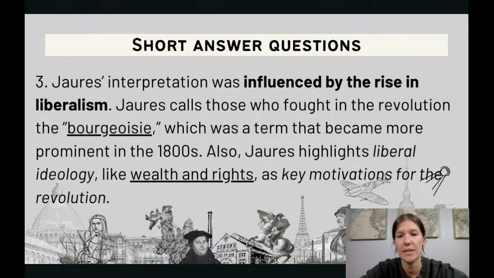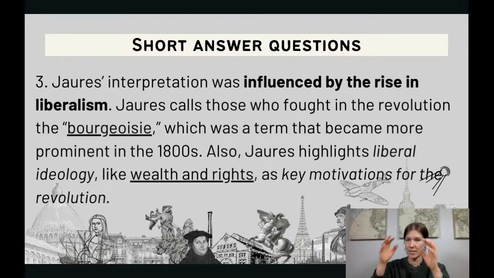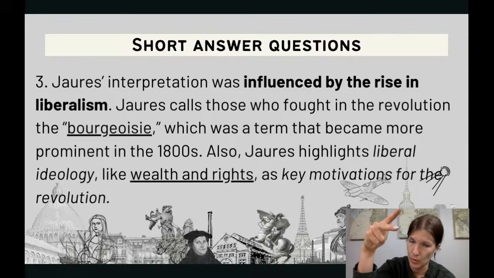So I said, Jouwer's interpretation was influenced by the rise of liberalism, that new ideology, those isms that happened in the 1800s. Jouwer calls those who fought in the revolution the bourgeoisie, which was a term that became more prominent in the 1800s. Also, Jouwer highlights liberal ideology like wealth and rights as key motivations for the revolution. So this is me pulling apart exactly what he's saying and then looking at how what happened in the 1800s is impacting what he's saying and how he's saying it. This even gets to one of those historical thinking skills, right? You're looking at the historical context and the perspective of this author and how he's reflecting on history from the past.